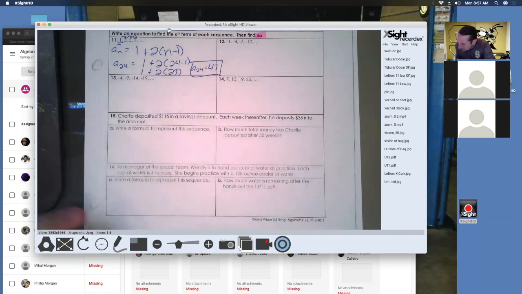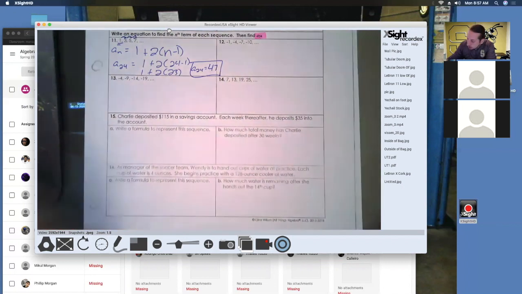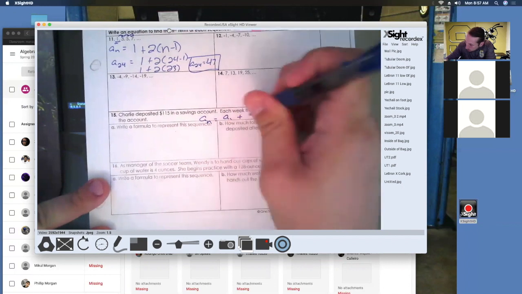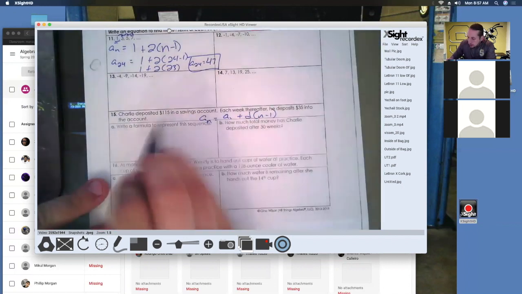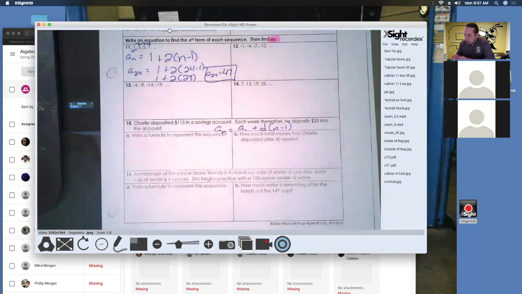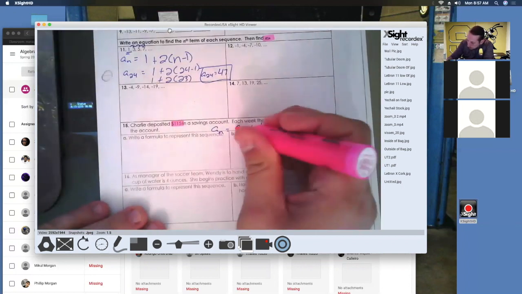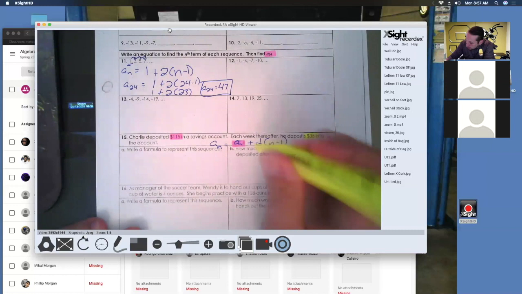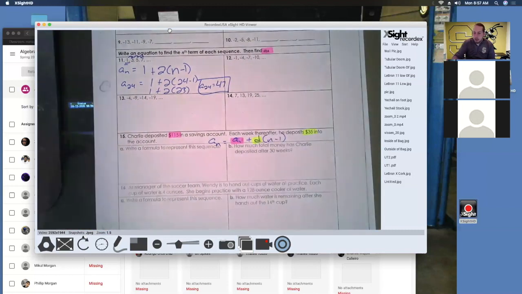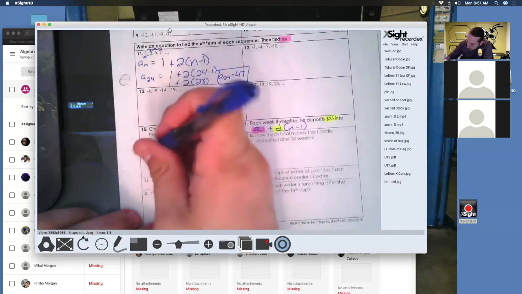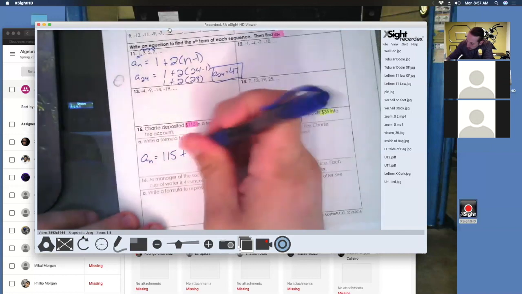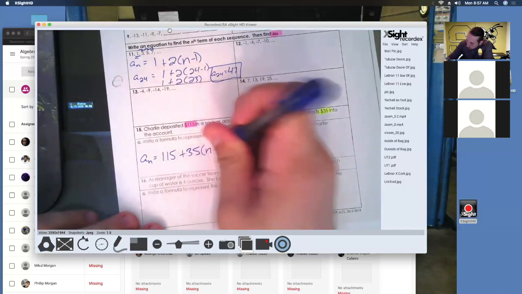All right, so 15, he deposited $115 into a savings account, and each week thereafter he deposited 35. So same formula, a n equals a1 plus d times n minus 1. So here our first number, or our initial investment, is going to be 115. And then the difference is what gets added every week, which is going to be our 35. Okay, so those are just the two numbers you're going to plug in there. So if we want to write the formula, our formula is going to be a n equals 115 plus 35 times n minus 1.